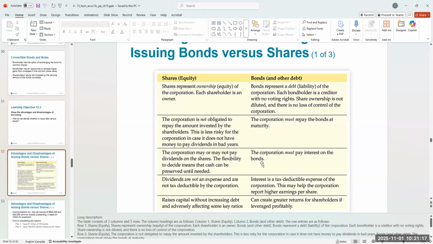For shares, the other thing is the corporation is not obligated to repay the invested amount to the shareholders. So in this case, it's less risky if the company doesn't have money. Whatever you invested in the corporation by purchasing shares, you're not going to see that money back. However, if you lend the money and get the bonds, the corporation has to repay those bonds at the maturity date.